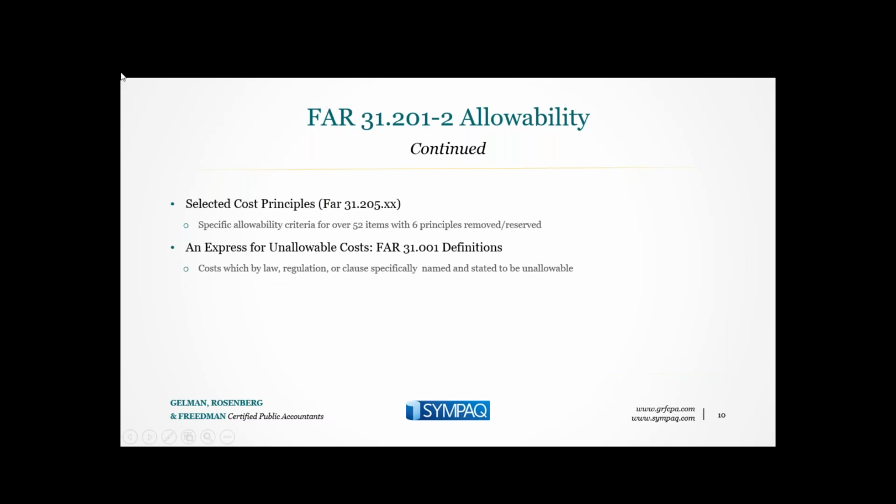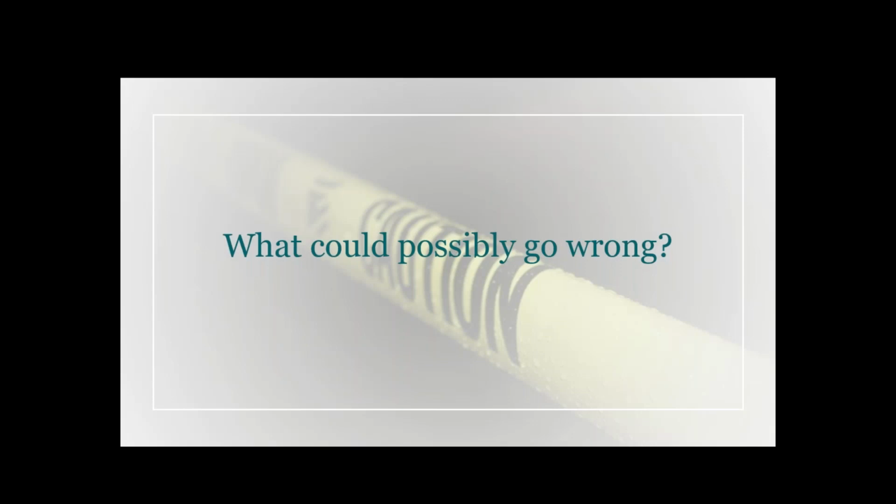We'll be addressing selected cost principles during the course of this, and if you have any questions, please ask. There's a category of unallowable costs called expressly unallowable cost, and we'll address that also. I like to start all my presentations with a risk assessment. What could possibly go wrong under these circumstances?